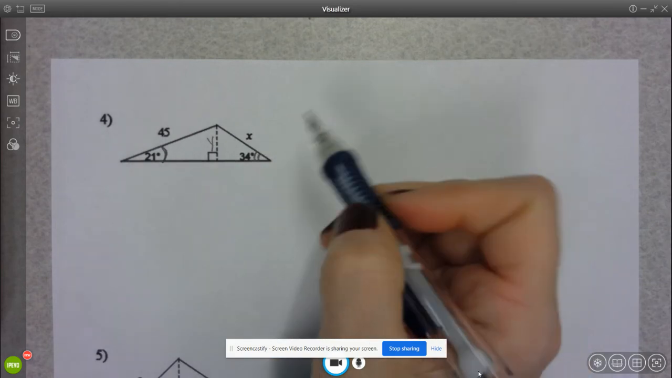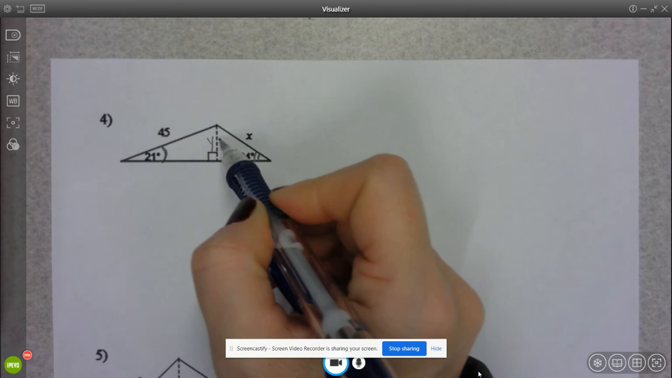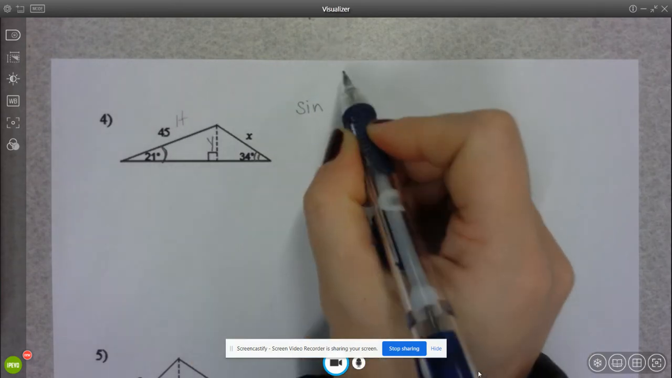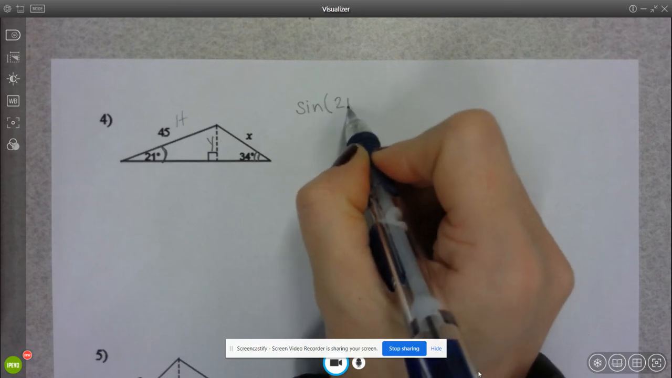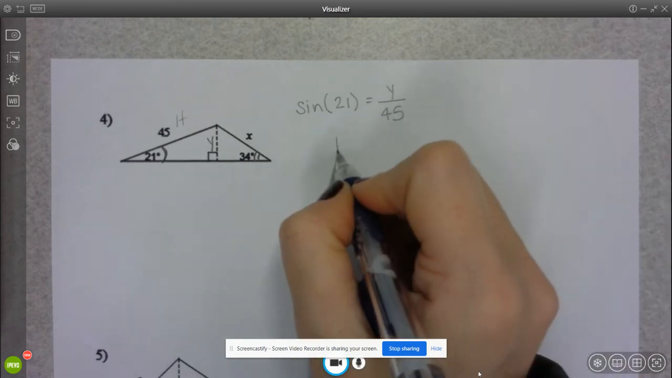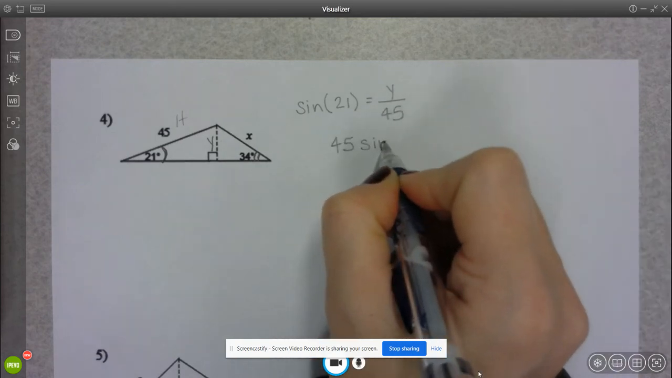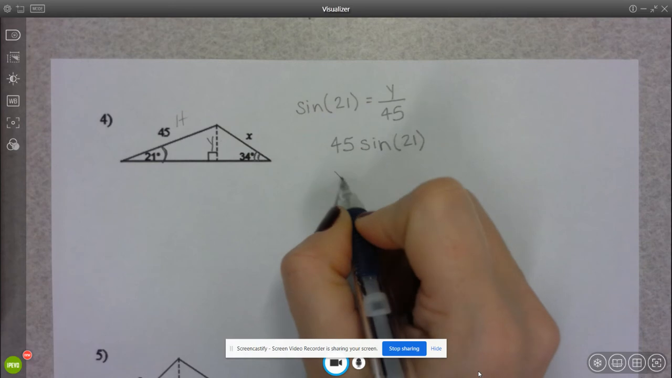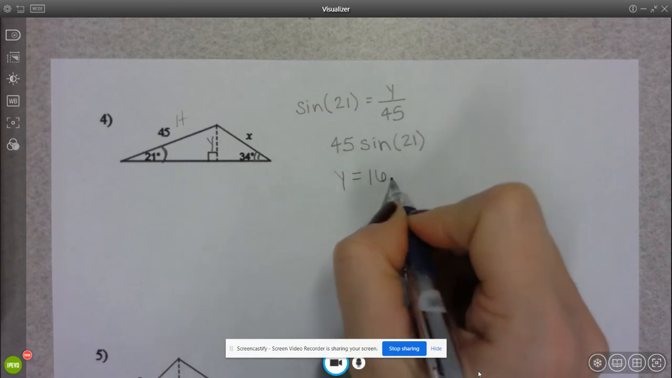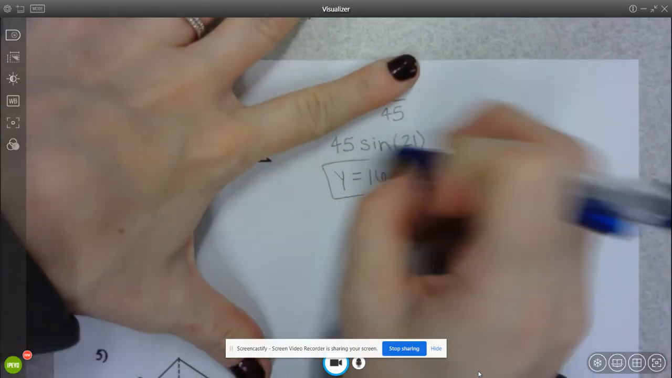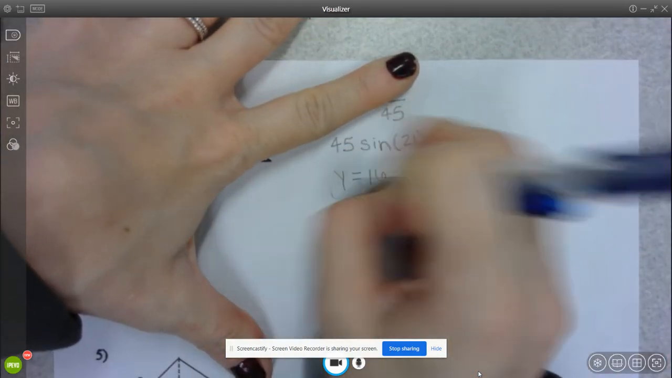All right, so using y first, I have opposite and hypotenuse. So I have sine of 21 is y over 45. So in order to find y, we need to do 45 sine of 21. Oops. I don't want y. That's not my final answer.